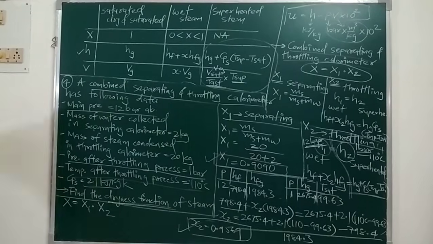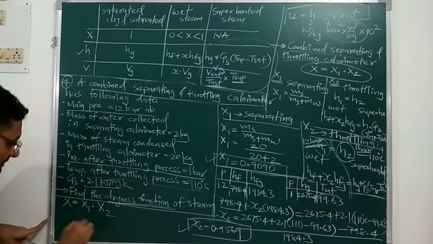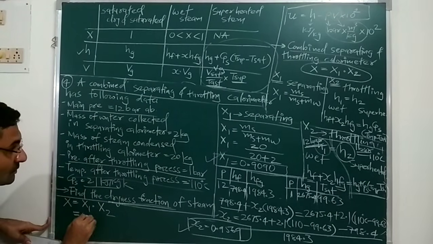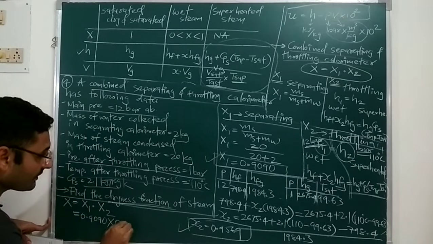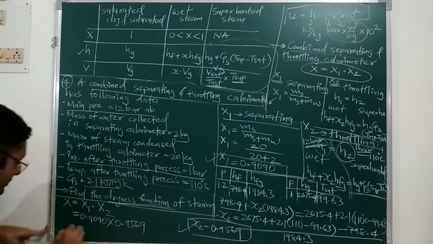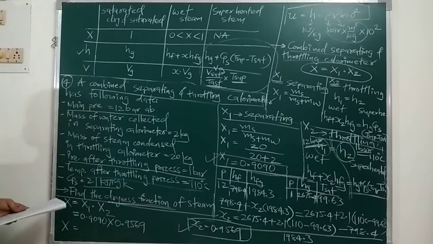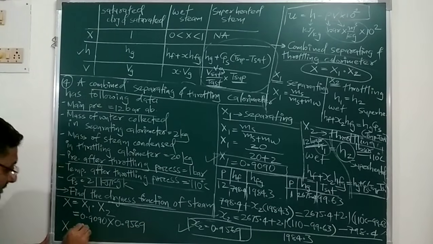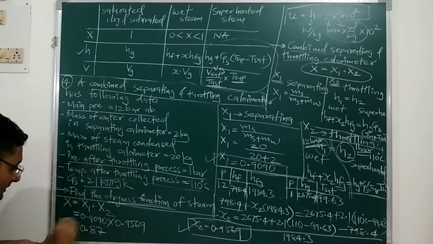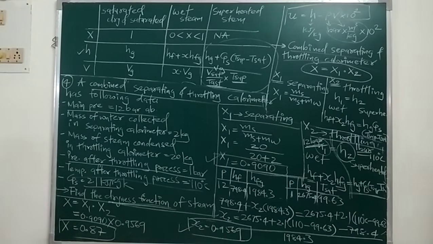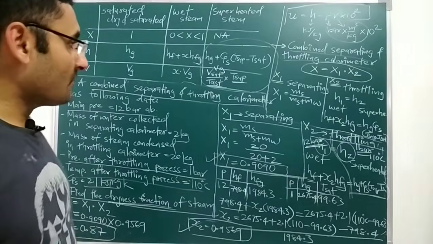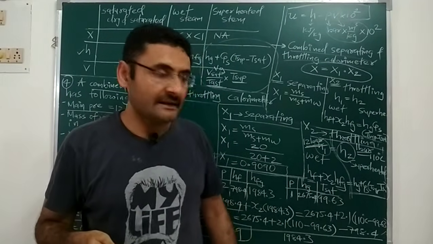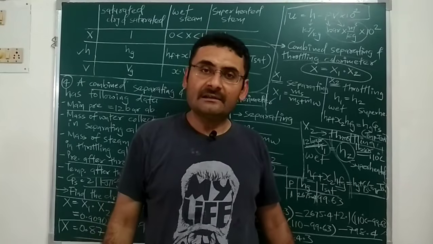Now simply insert both values over here. x1 is 0.9090, and x2 is 0.9569. So finally you will get the answer. You can write it up to 2 decimals, which is 0.87. So that is the mathematical procedure to calculate the dryness fraction value with the help of a combined separating and throttling calorimeter. Now I would like to end this video.